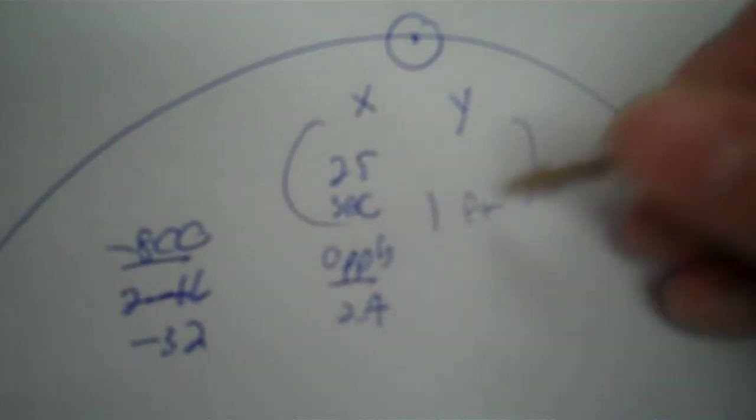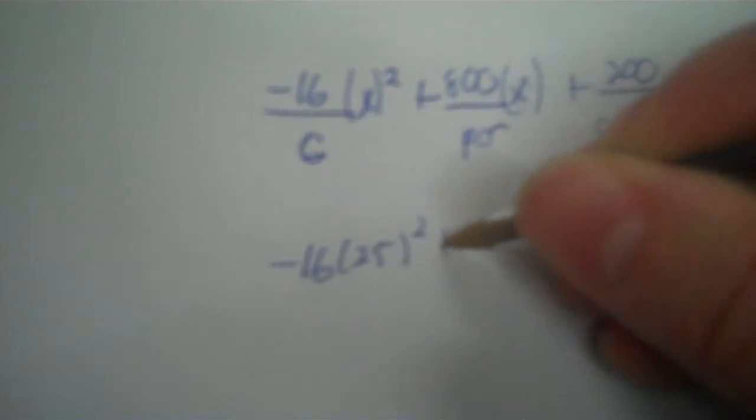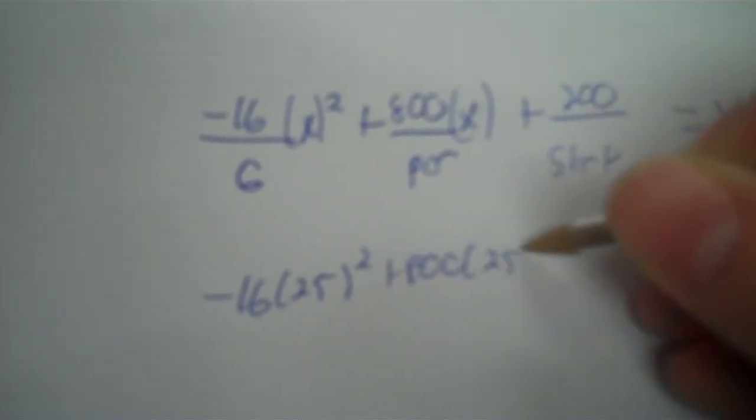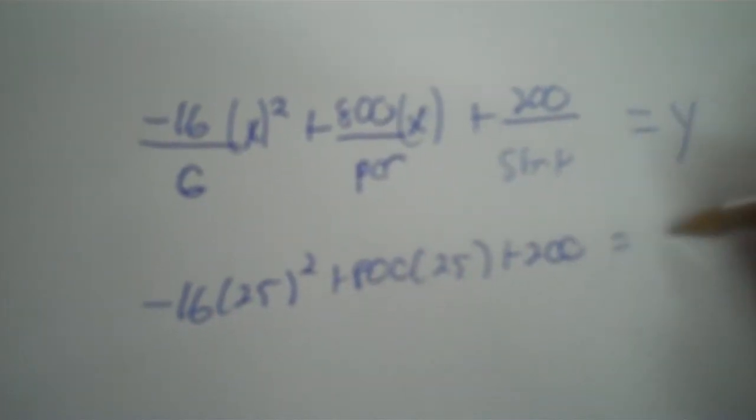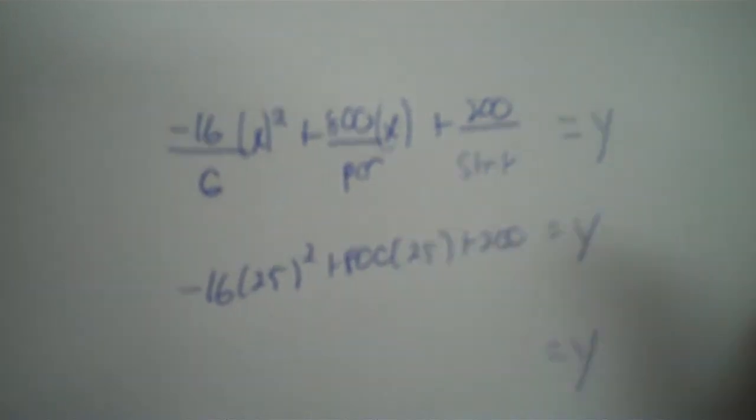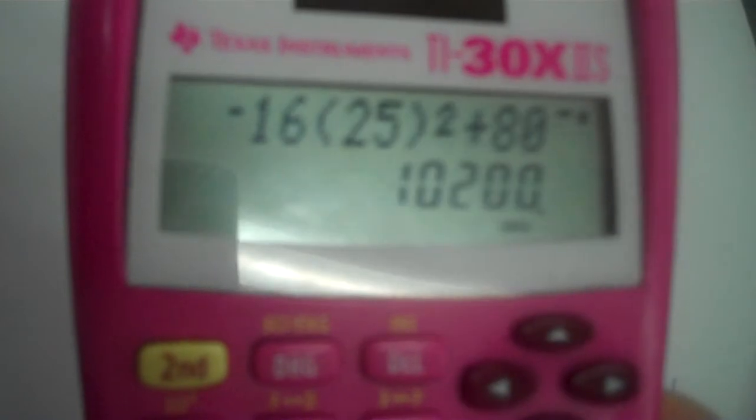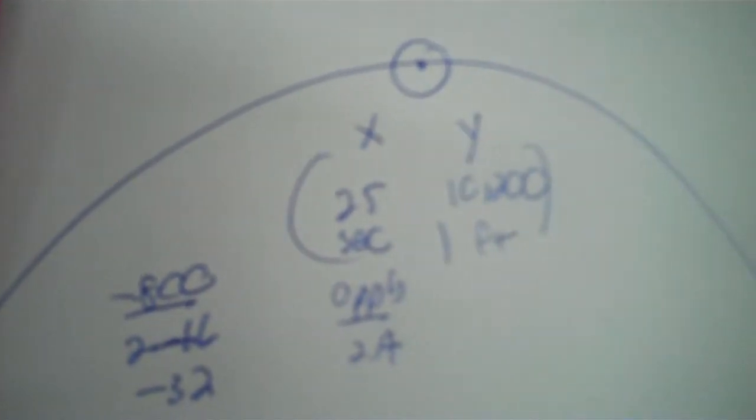Now to find the feet, you substitute 25 into the equation for x. The answer is 10,200. It's a missile, so it's going to be pretty high up there. 10,200 feet.